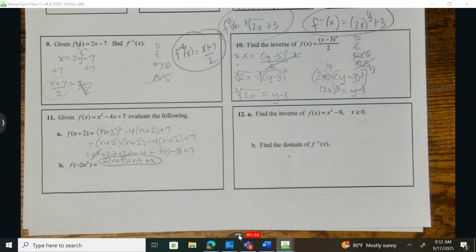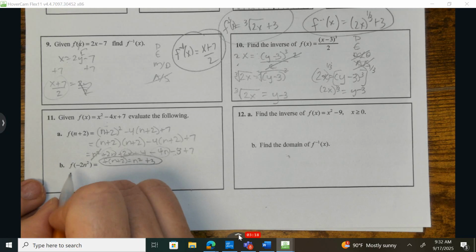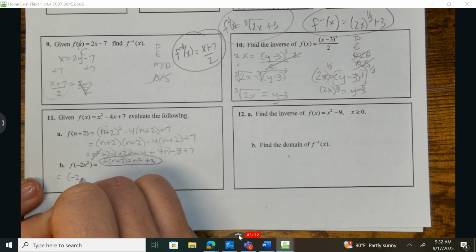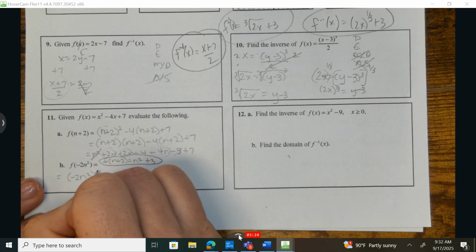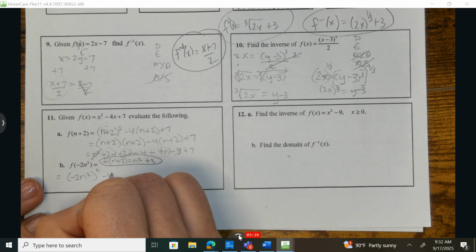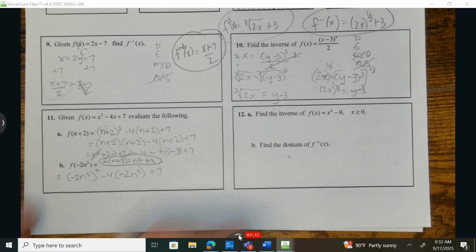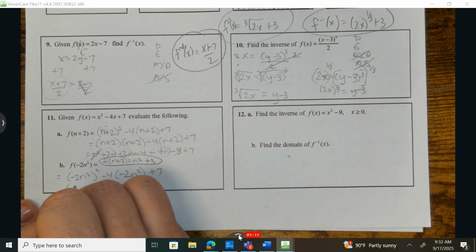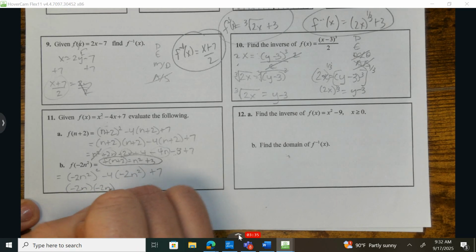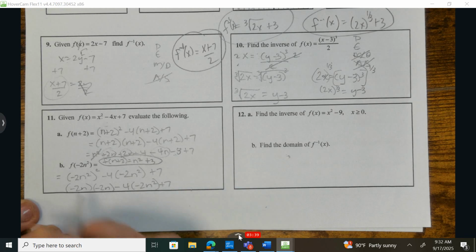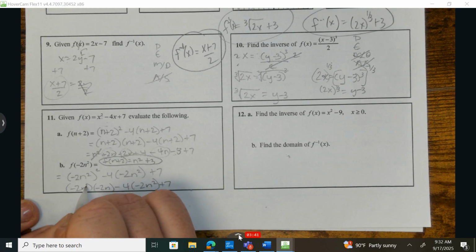All right, let's do part B of question 11. Same concept. Give myself a little more space here. Negative 2n squared. I need to square that. Subtract 4 times negative 2n squared, plus 7. So I'm going to write this base twice. Okay, and I forgot those squares inside.